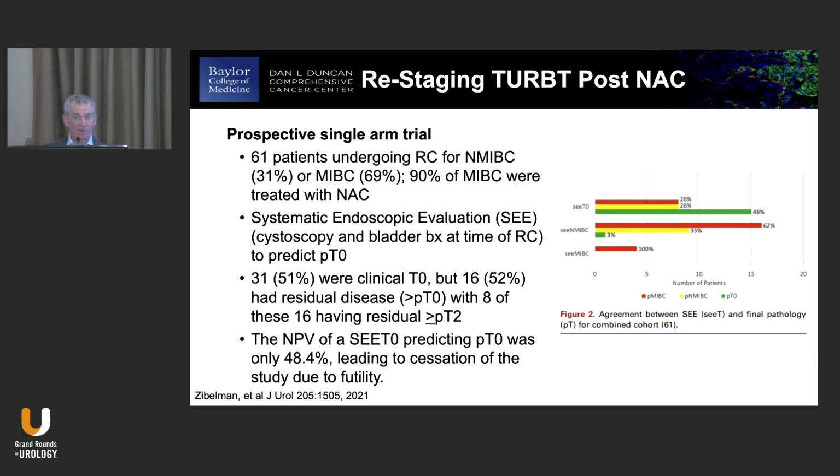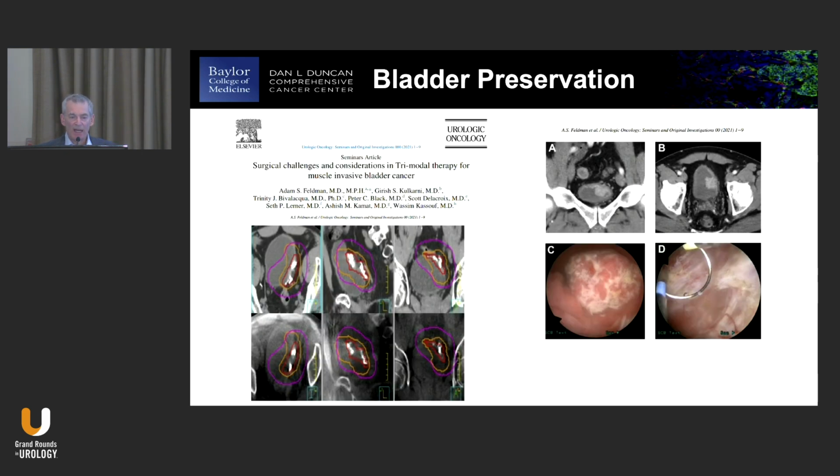And also remember, we're going to do a thorough node dissection. So you could have a cT0 in the bladder, but you could be pN positive. And you wouldn't know that if you're not doing a cystectomy. Even PET-CT is not going to pick up these small little areas of metastasis.